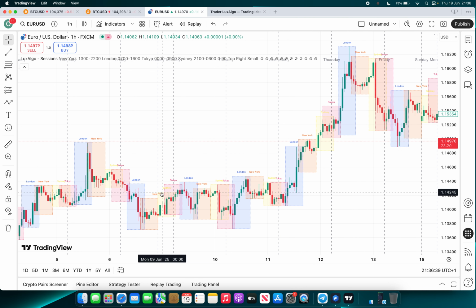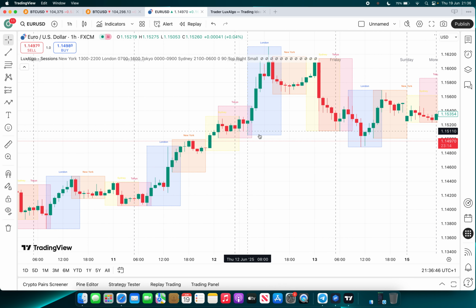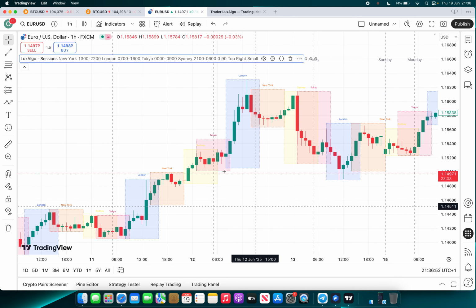So always look at the sessions. It will help you understand market structure, and make sure you don't trade in between. Make sure you don't trade here. You want to stay off the market. Okay, there is another strategy that you can use these sessions for, but that would be for another day.